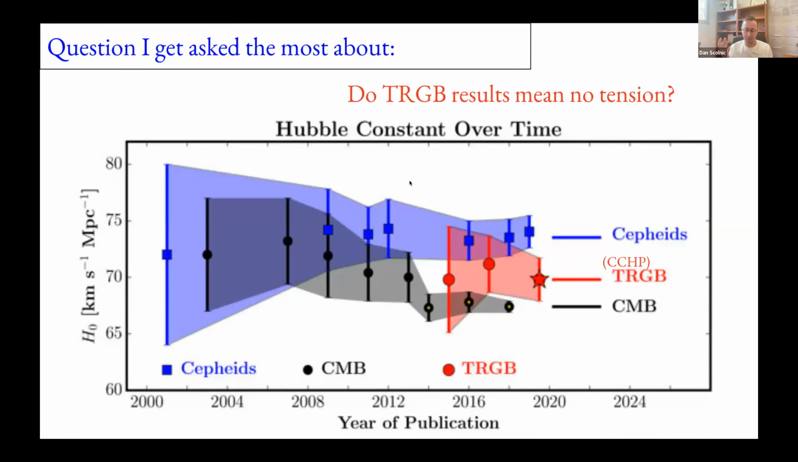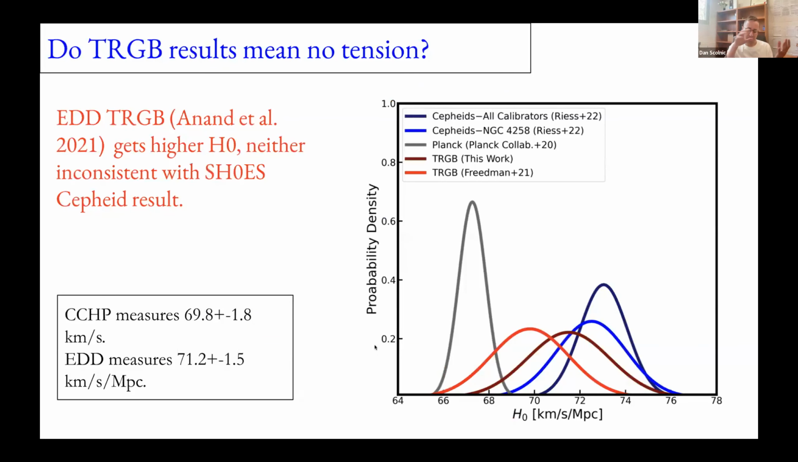I think a number of people on this call have probably seen this plot, which shows these different measurements between Cepheids and the CMB for H0, but it looks like tip of the red giant branch measurements are kind of in the middle. And so the question I always get asked is, does that mean that maybe there's no tension? This measurement's from the CCHP team. If the CCHP team is one team, there's another team, the EDD team, extragalactic distance database team, led by Deep Anand. They get a higher value of H0.